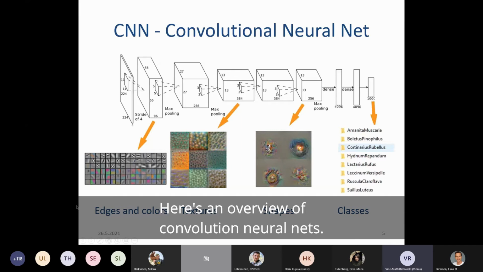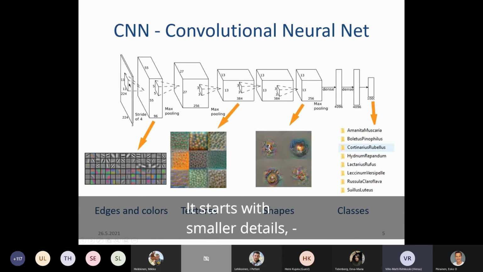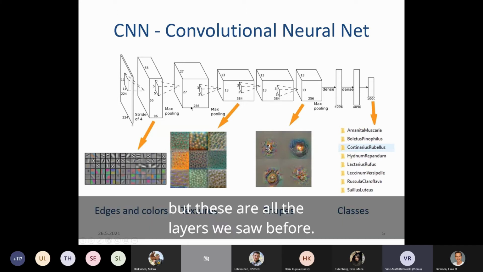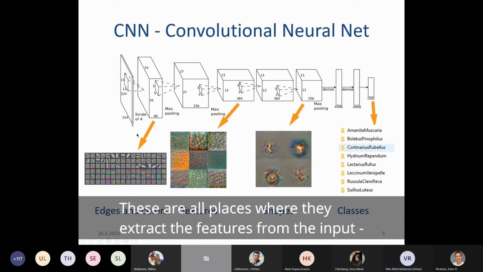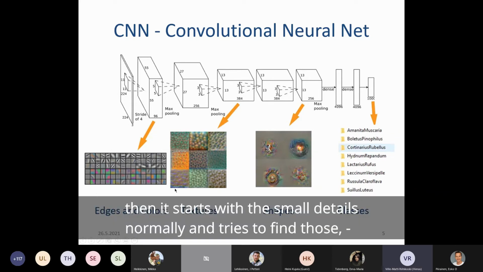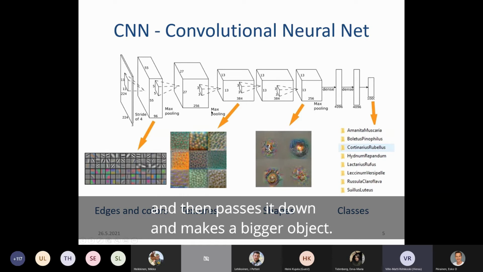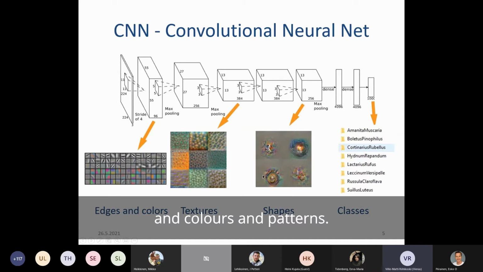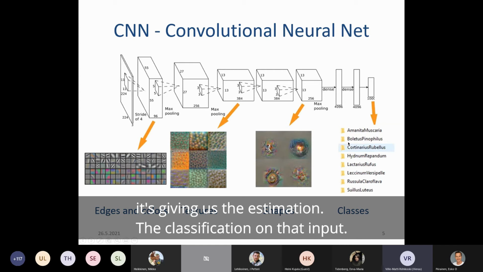So here's an overview of a convolutional neural net. Basically, it first starts with small details. These are all the layers that we saw before. These are all places where they extract the features from the actual input, and it normally starts with the small details and tries to find those, and then passes it on and makes a bigger object. Then at the higher levels, it can already detect shapes and colors and patterns and all those. And then at the very last layers, it's giving us the estimation and the classification from that input.